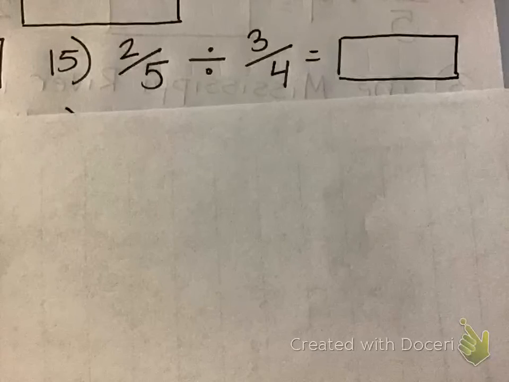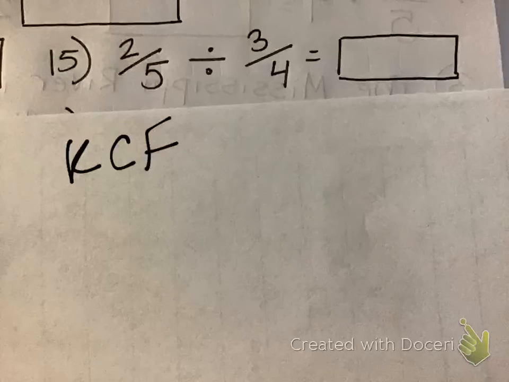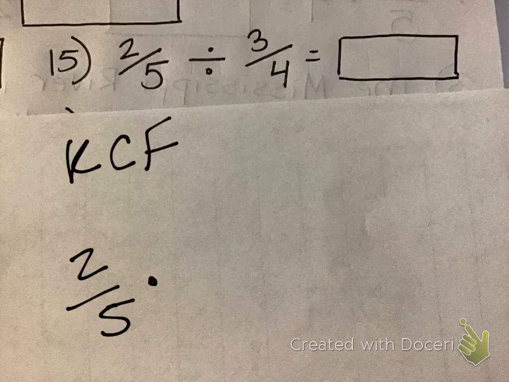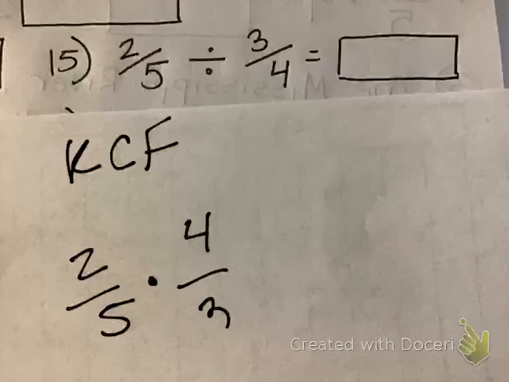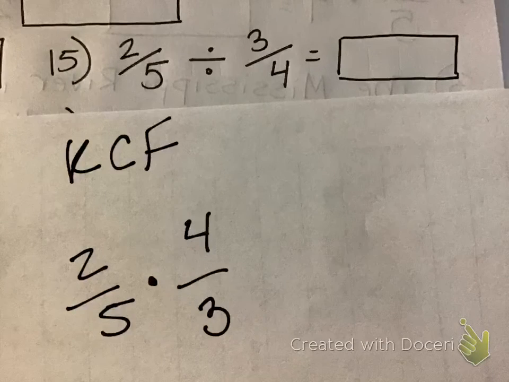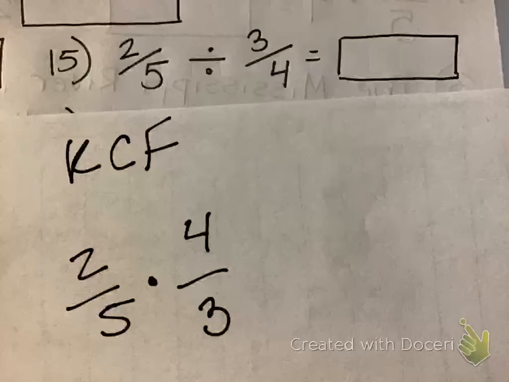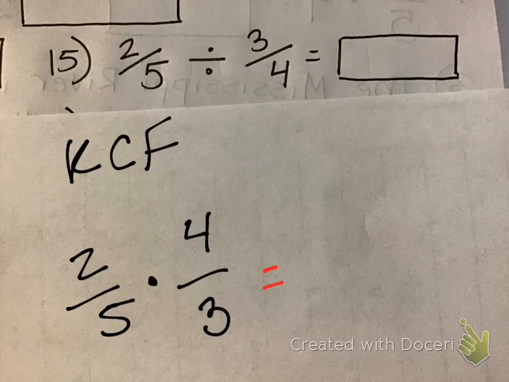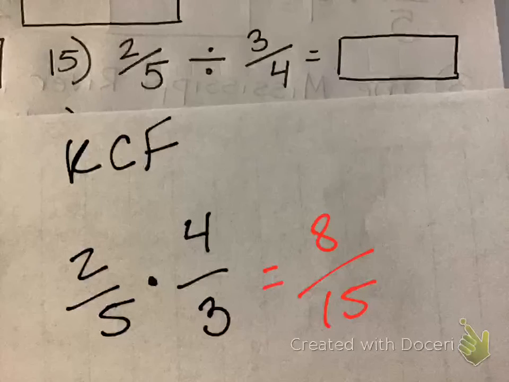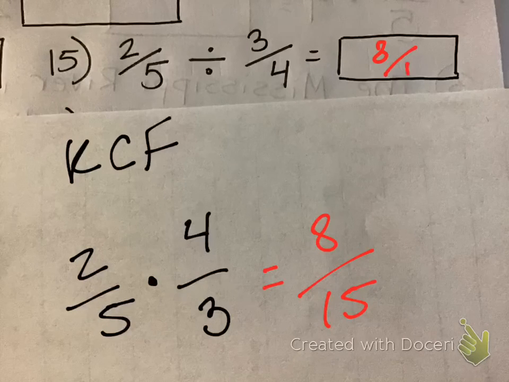Keep, change, flip. Same thing. So it becomes 2/5 times 4/3. Can I cross cancel anything? No. So I multiply across. What do I get, Angelo? So the 8 and 15. Perfect. 8 over 15. Can I simplify? No. Nope, that's it. I get 8 over 15.